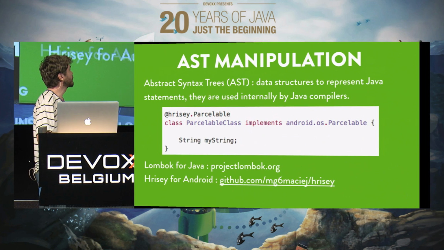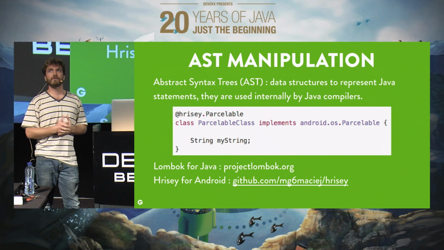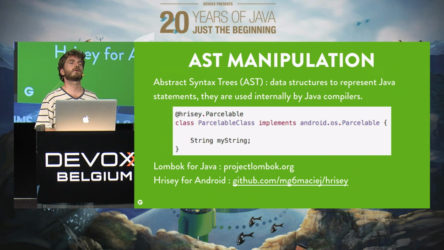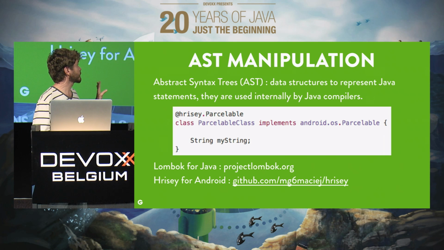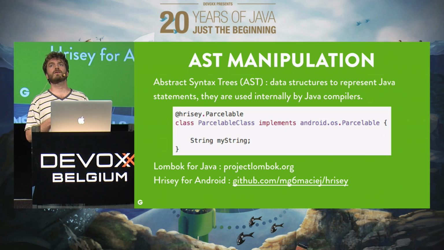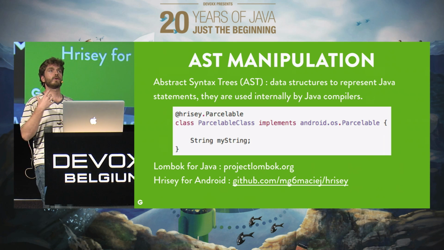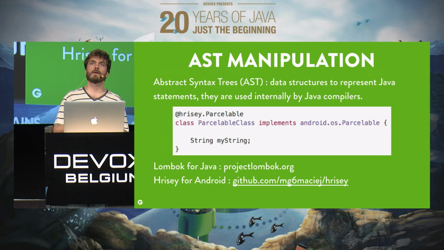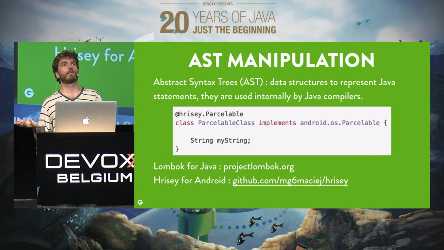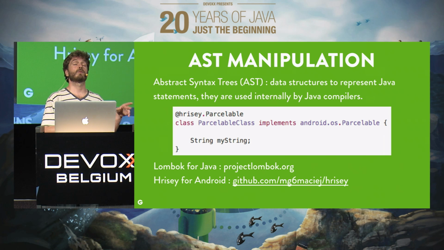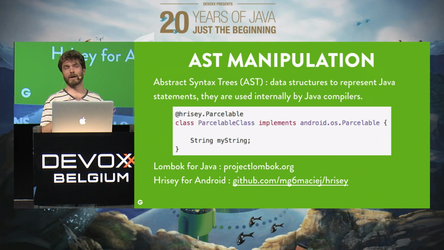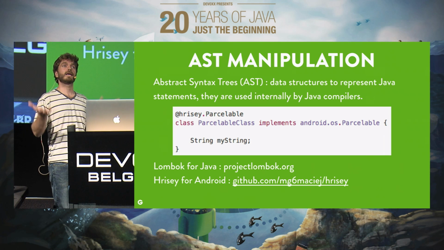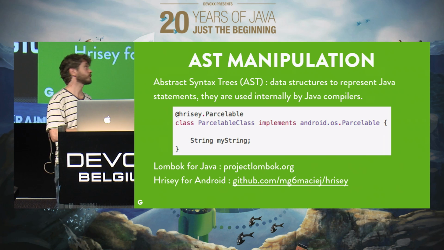So let's study a bit more the second alternative, which is AST manipulation. AST is an acronym that stands for abstract syntax trees. So abstract syntax trees are basically data structures that are used internally by the compiler, all of them. When I say all of them, I mean javac, the official Java compiler, but also the alternative compiler of Eclipse. I don't think anyone uses Eclipse anymore. But still, those two compilers internally use abstract syntax trees.